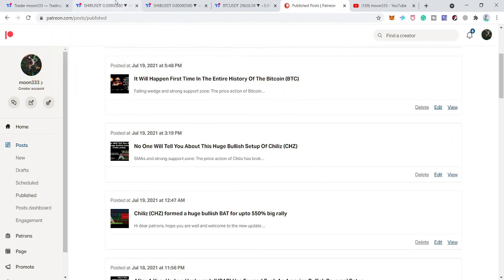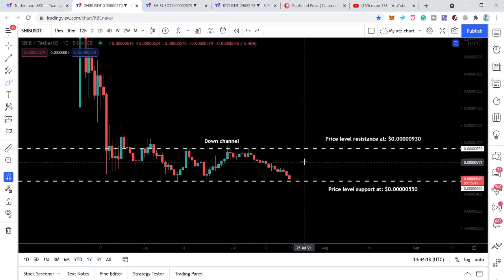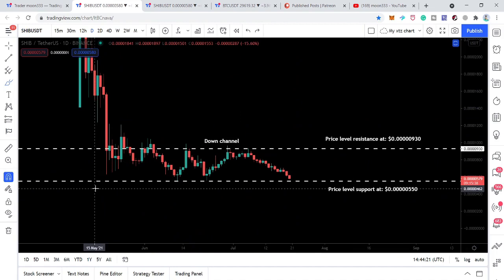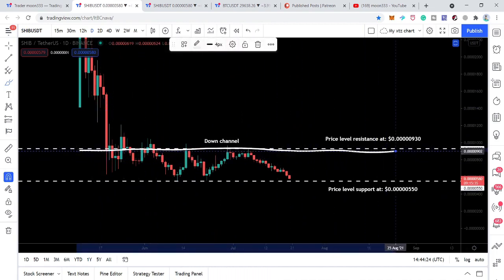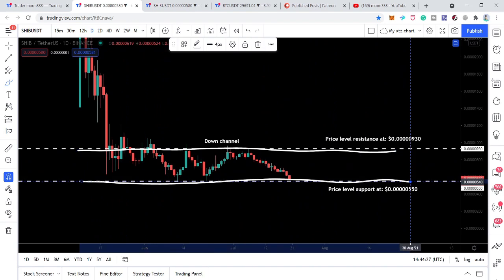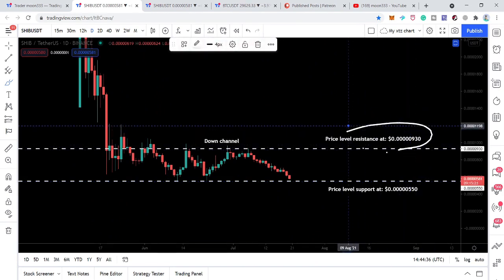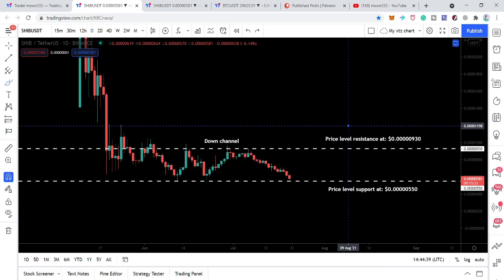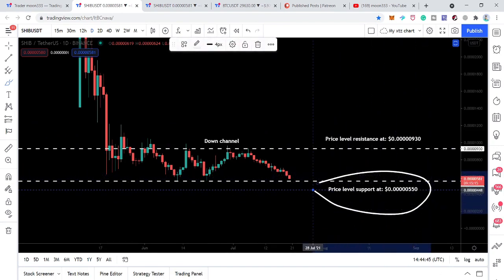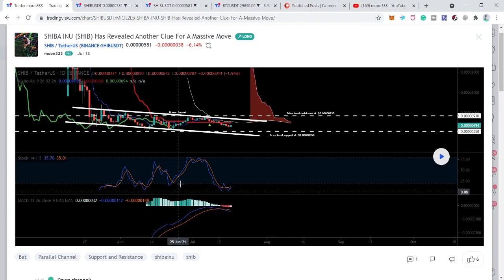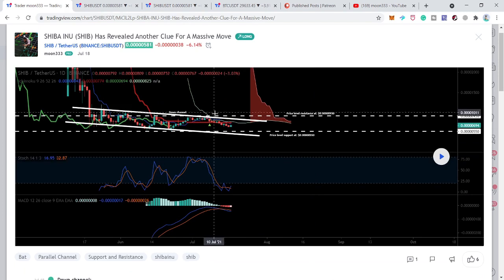Okay, first of all, I want to show you this daily time frame chart. Here we can see that the price action is moving between a horizontal resistance and a horizontal support. We have the horizontal resistance here at 0.0000093 and the horizontal support here at 0.0000055. In my previous video, I already shared with you that the price action was rejected by this resistance, and there is a possibility that we will test the support once again.